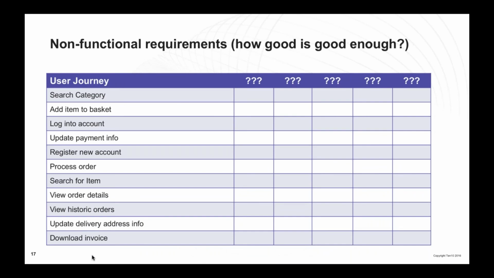We now need to define the response time parameters. Crucially, these need to be objective, measurable, repeatable metrics, because we'll use these to work out whether performance is sufficient for each one of those transactions. It's no good having something which says, well, it must be fast or it can't be slow.